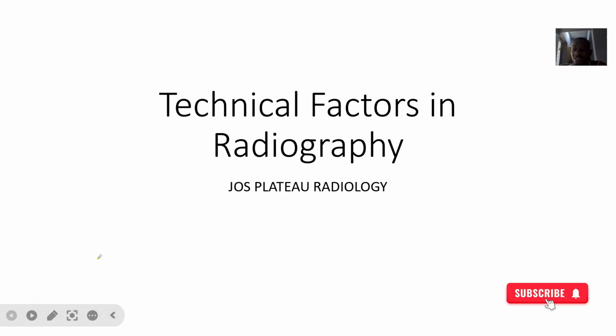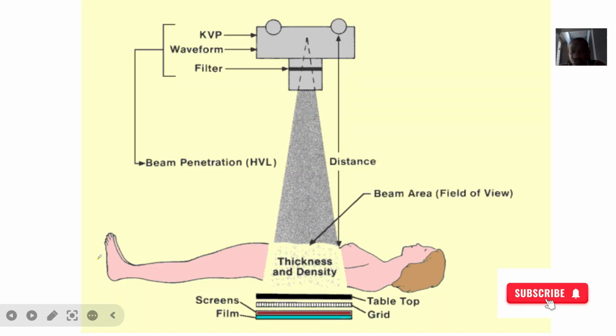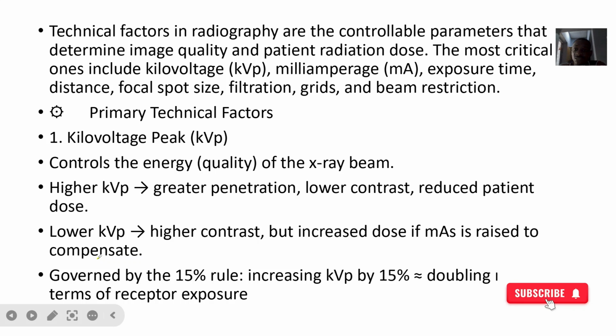Now we'll quickly look at the technical factors in radiography. Technical factors are more about the things that could actually affect the operation. You understand? So technical factors in radiography are as follows. That's all the things that you should always keep in mind before going.